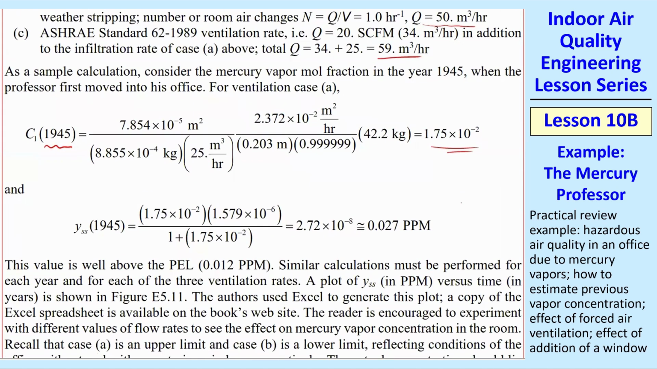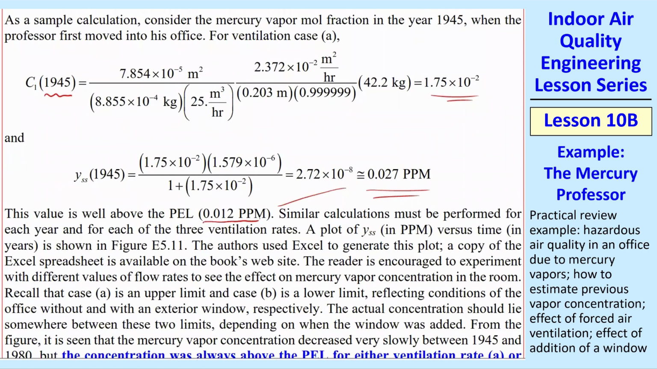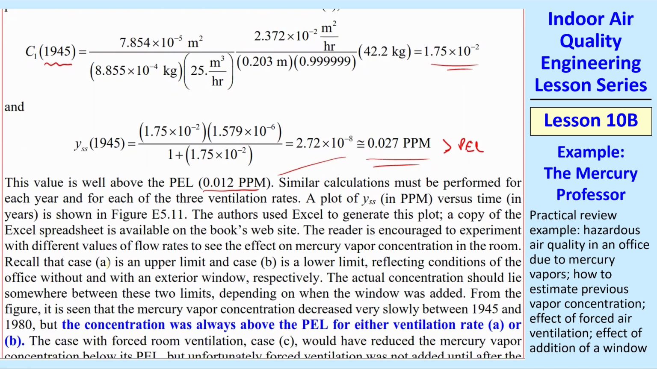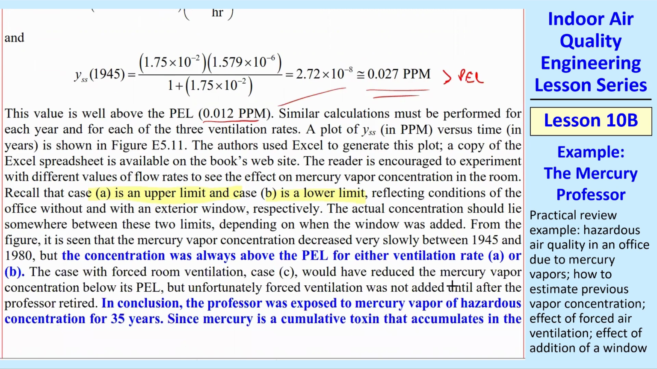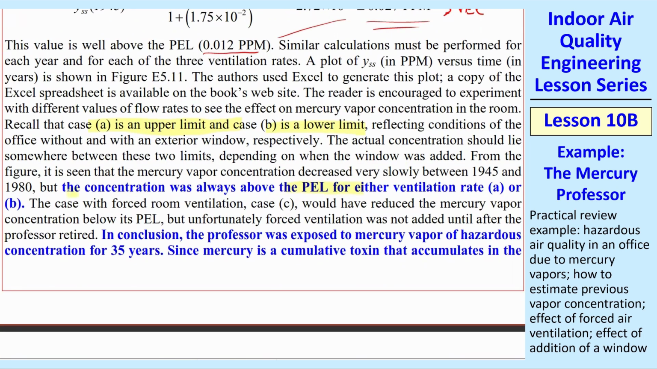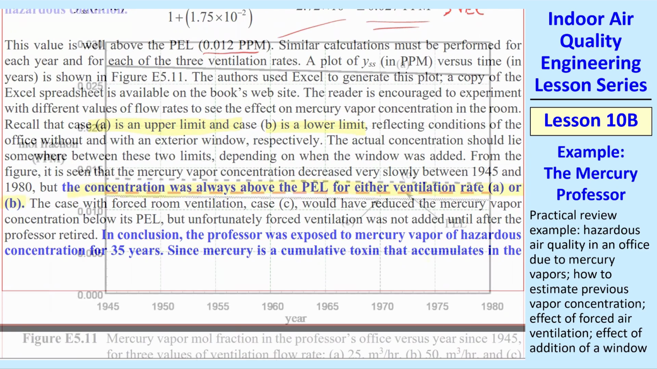Here's a sample in a certain year, 1945. We get this constant, and then we get 0.027 ppm, which, by the way, is more than a factor of 2 above the PEL. So that tells you that there could be a problem here. Case A is an upper limit. Case B is a lower limit. We'll see how these compare with the PEL. The bottom line is the concentration was above the PEL for either ventilation rate A or B, and C was lower.